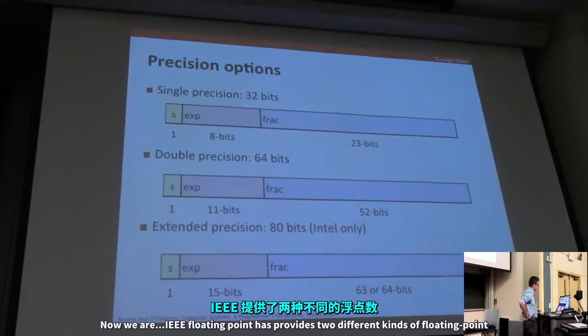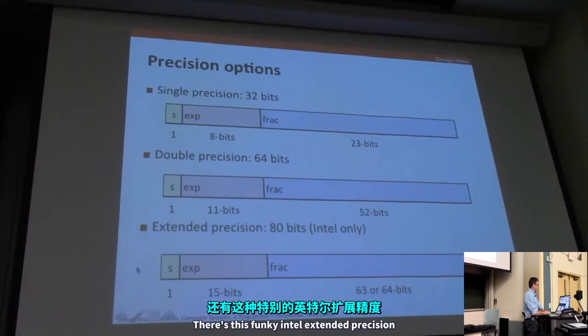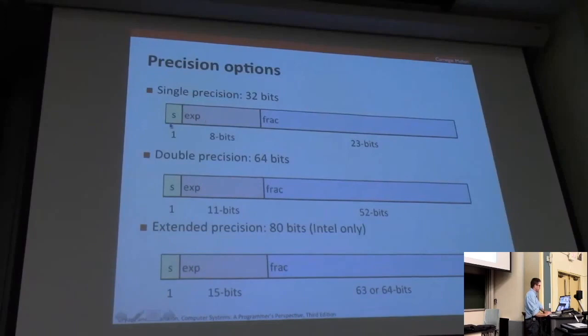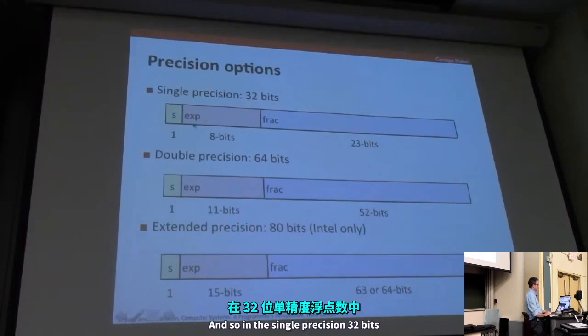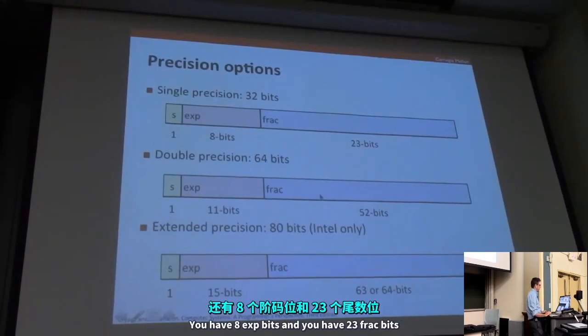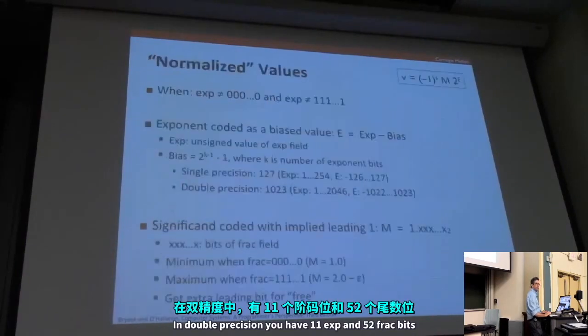IEEE floating point provides two different kinds of floating point. There's single precision, 32 bits, and so-called double precision, which is 64 bits. There's this funky Intel extended precision, which is non-standard, and we won't talk about it anymore. In single precision, 32 bits, you have one sign bit. There's always a sign bit. You have 8 exp bits and 23 frac bits. In double precision, you have 11 exp bits and 52 frac bits.